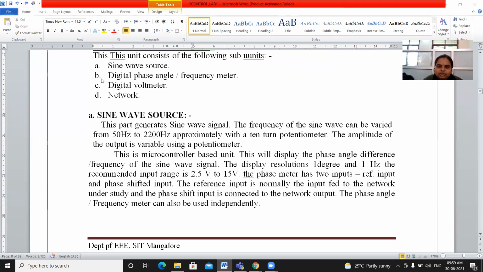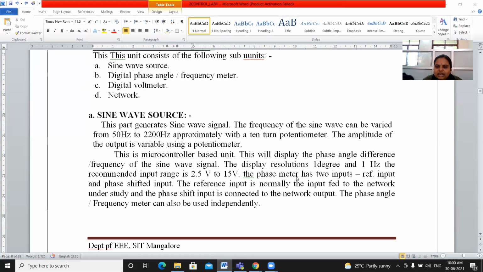This is what the kit is. It is microcontroller based. It will display the phase angle difference or the frequency of the sine wave signal. The display resolution is 1 degree at 1 hertz frequency, and the recommended input range is 2.5 volts to 15 volts maximum.